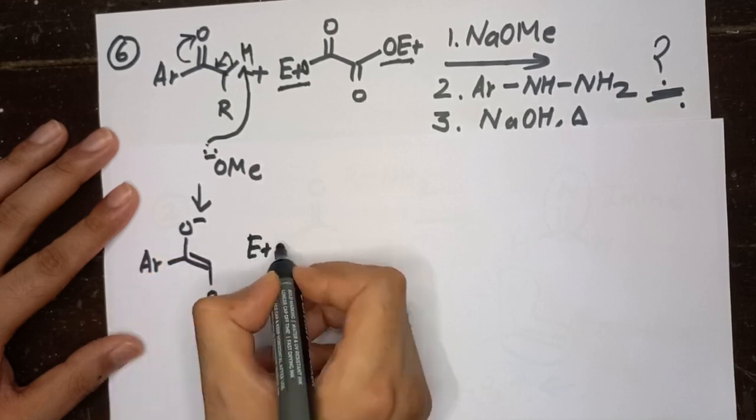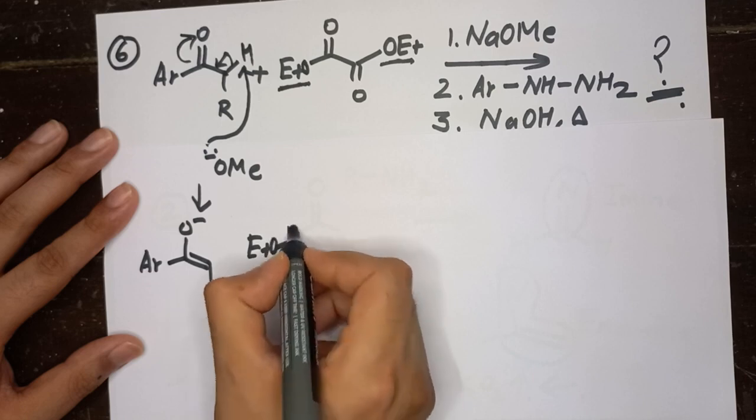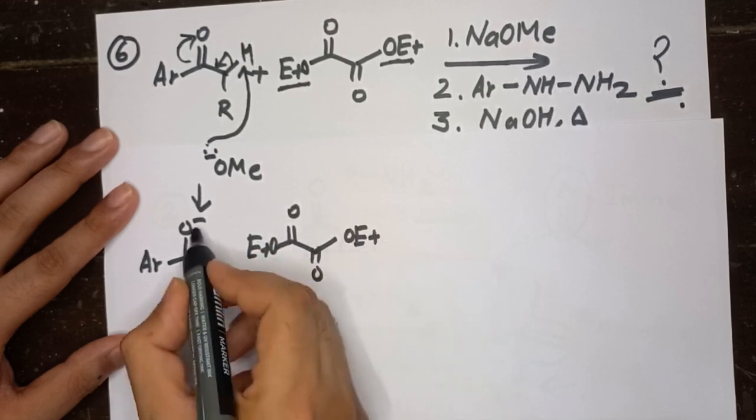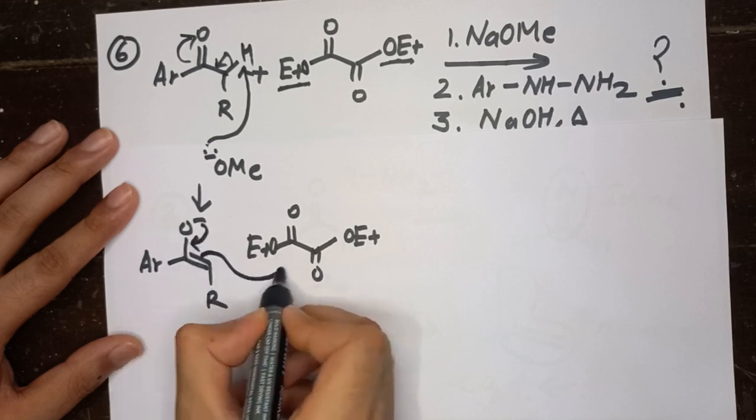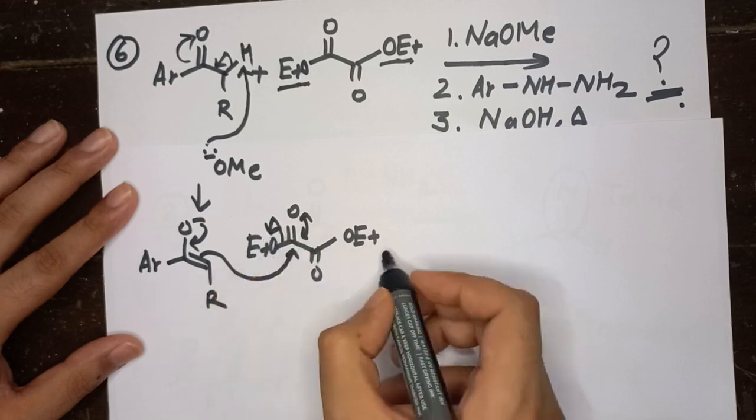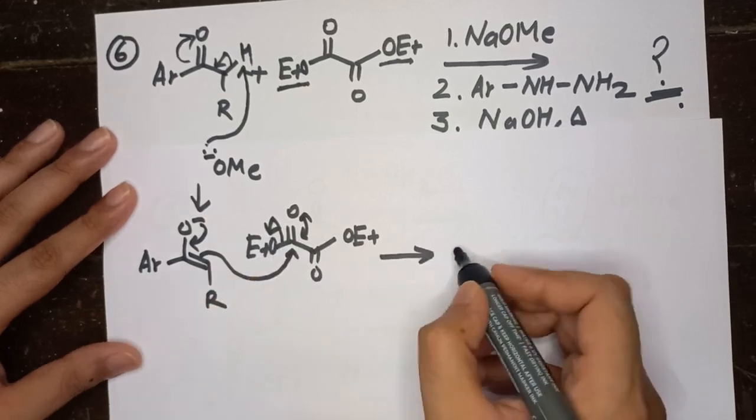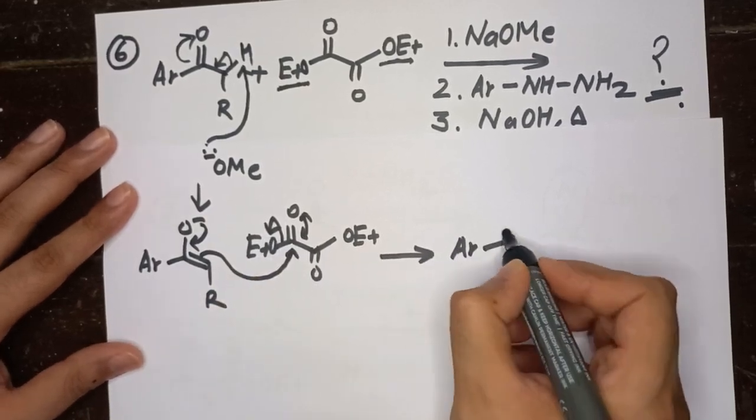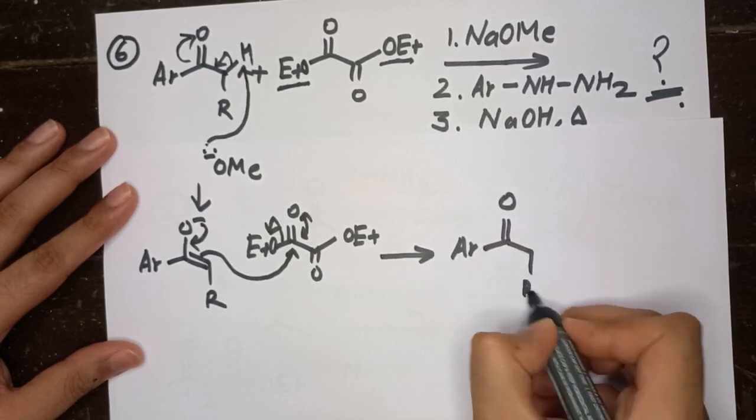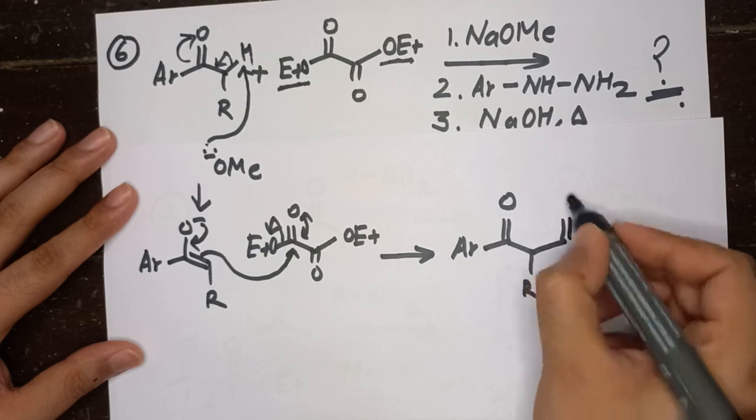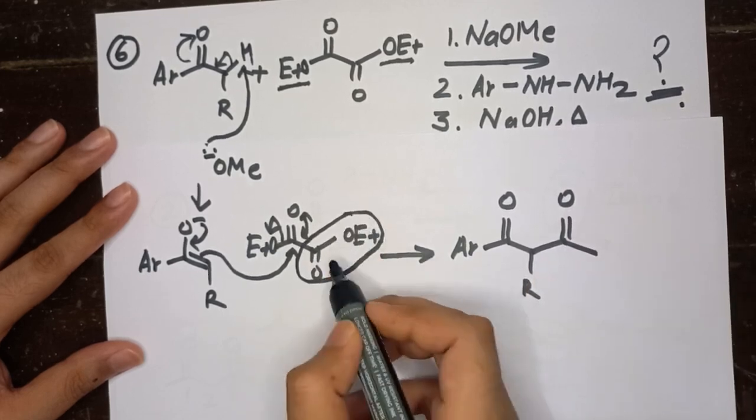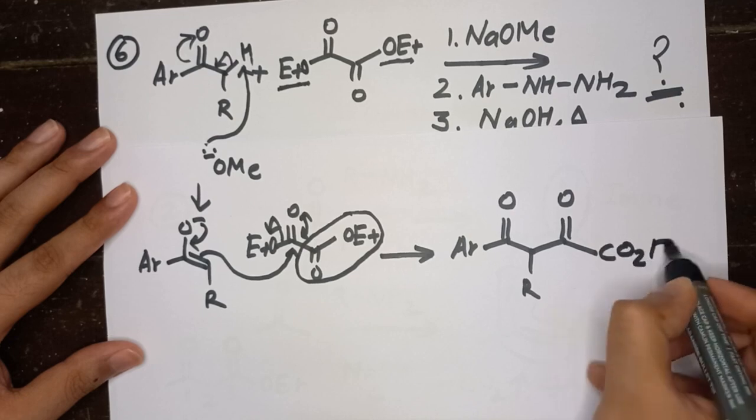And this enolate will attack at this carbonyl, and through conjugation this OEt group is going to leave. And this is how we generate the product for the first step. I am writing this whole group for the time being as CO2Et.